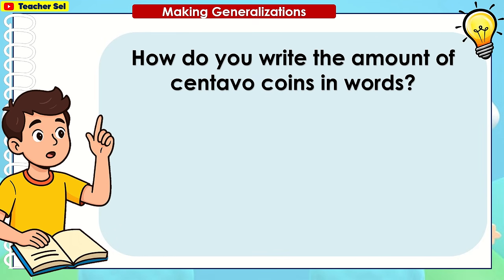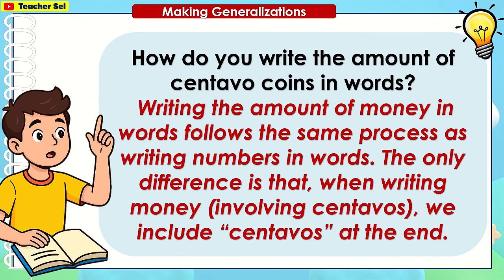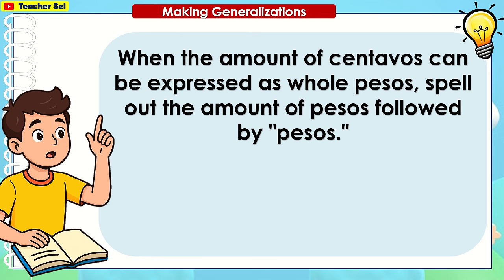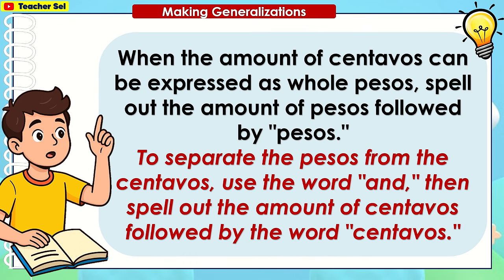How do you write the amount of centavo coins in words? Writing the amount of money in words follows the same process as writing numbers in words. The only difference is that when writing money involving centavos, we include centavos at the end. When the amount of centavos can be expressed as whole pesos, spell out the amount of pesos followed by pesos. To separate the pesos from the centavos, use the word "and", then spell out the amount of centavos followed by the word centavos.